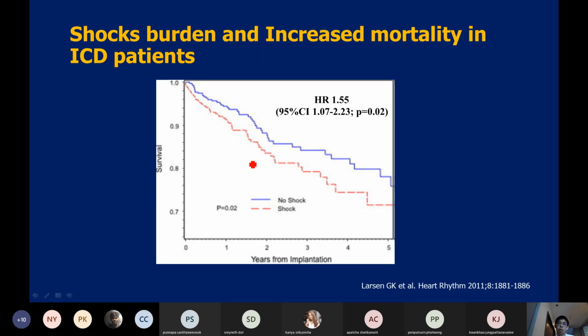So we need to do everything to prevent shock therapy. I mean, shock is a good therapy to treat VT and VF, but if the patient has too many shocks, it increases mortality. The best way to treat these patients is to prevent them from having VT or VF at all.